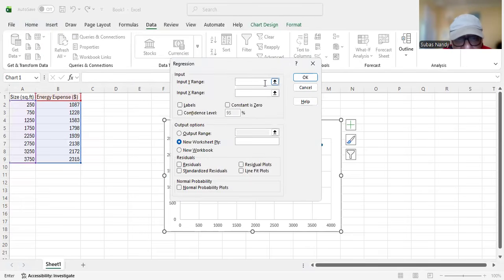And then it will ask you first for the input y range. Remember, y is the vertical column, is the dependent variable. So you'll highlight this. Okay, input y range, and then it asks for input x range. You highlight here. Okay, and then it asks for labels. Yes, you have labels on the first row. So click on the labels. That way it will know that these are titles or labels of X and Y.